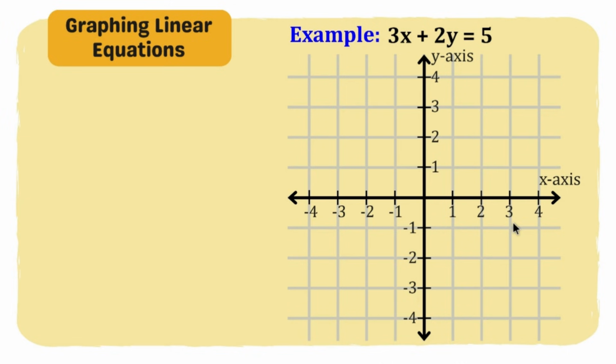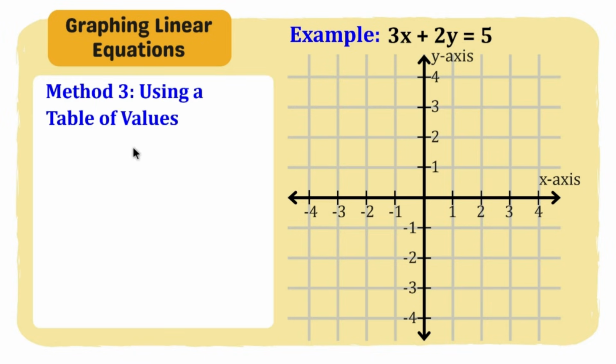Okay, now let's have the last example using this equation 3x plus 2y is equal to 5. So this time, we are now going to use the third method, which is using a table of values. So paano po ito gagawin?